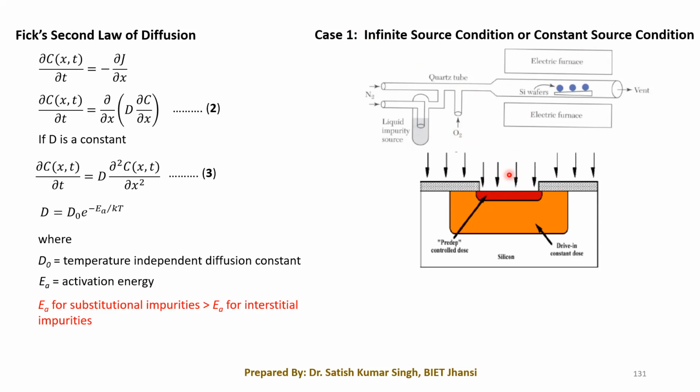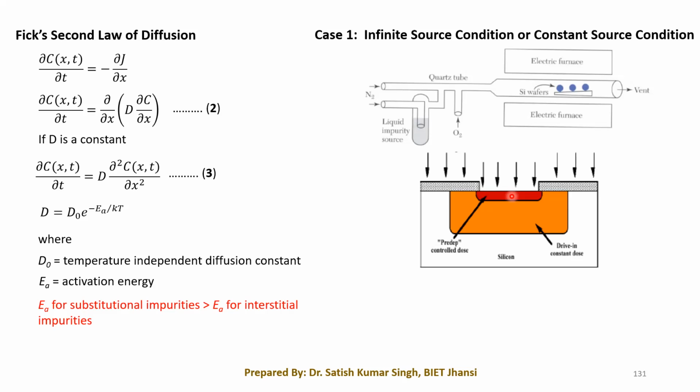Okay, so the source is actually always on in this condition. It is always on. We keep on supplying the impurity atoms, so initially it will diffuse up to a certain depth. After having the initial diffusion, generally what we do, which is the most practical way of doing the diffusion, is the following.